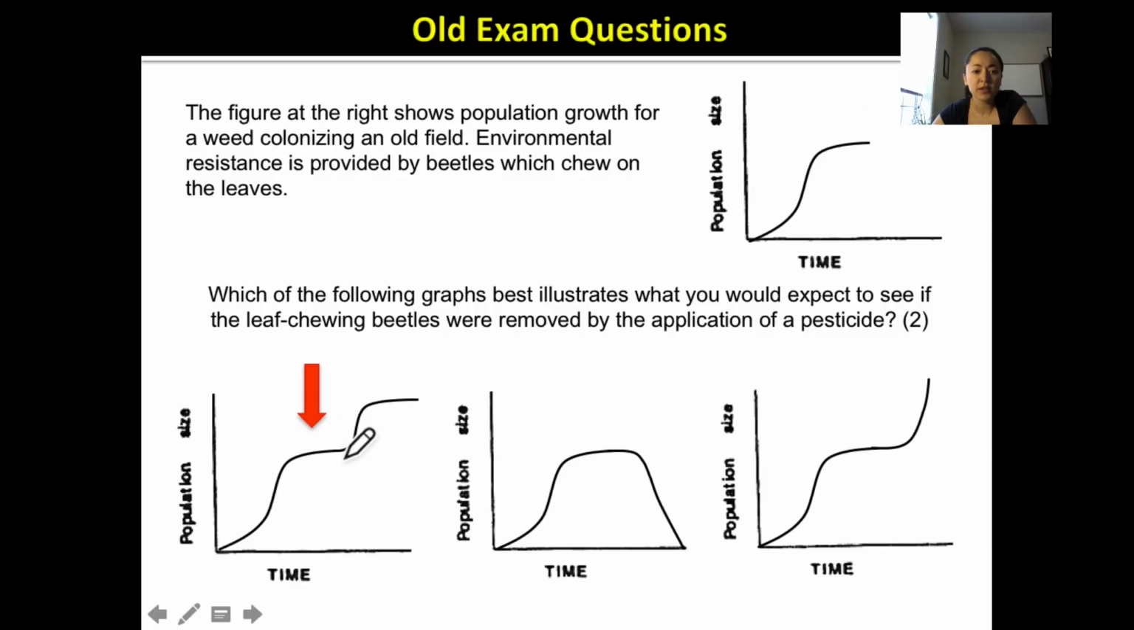So if you were to remove the beetles, the population would start to grow exponentially, but it would probably eventually reach a carrying capacity and level off. Whereas the other two graphs don't show this relationship. The third graph shows it increasing exponentially, but it wouldn't continue doing that forever. There would be something in the environment, such as space, that would limit this continued growth of the weeds.